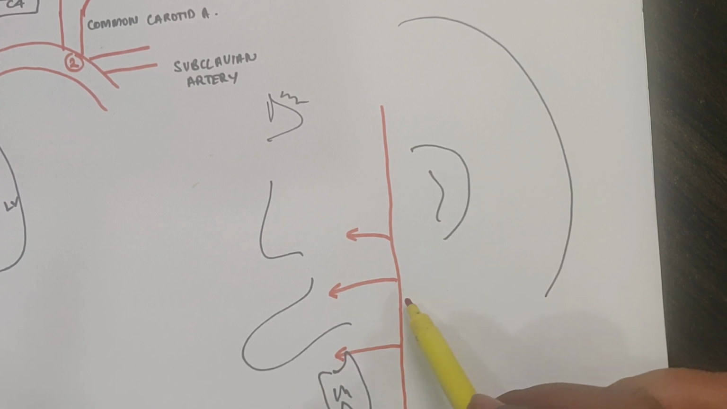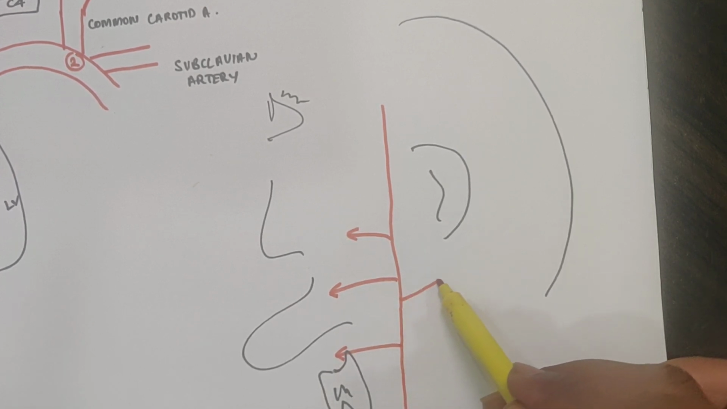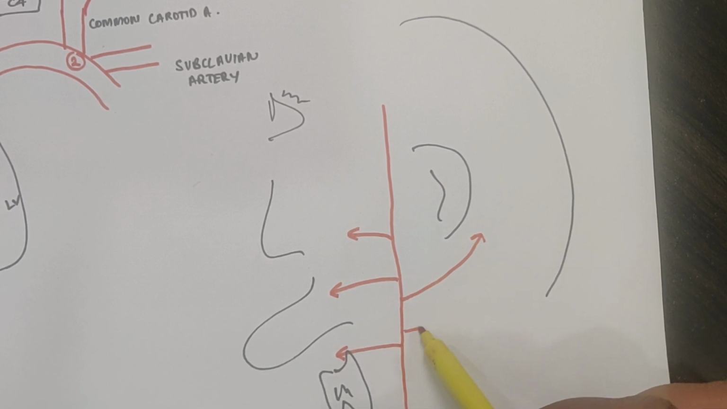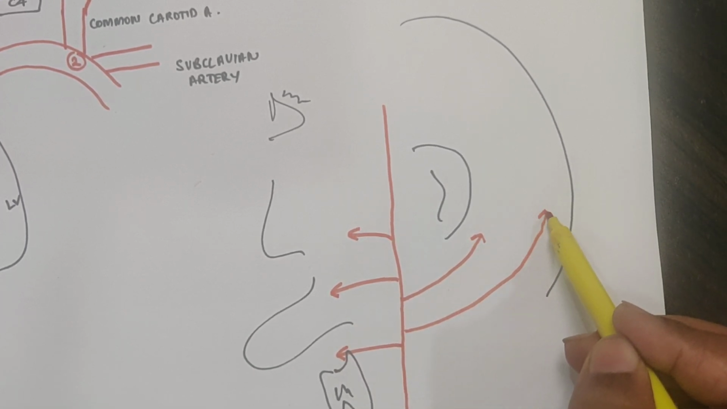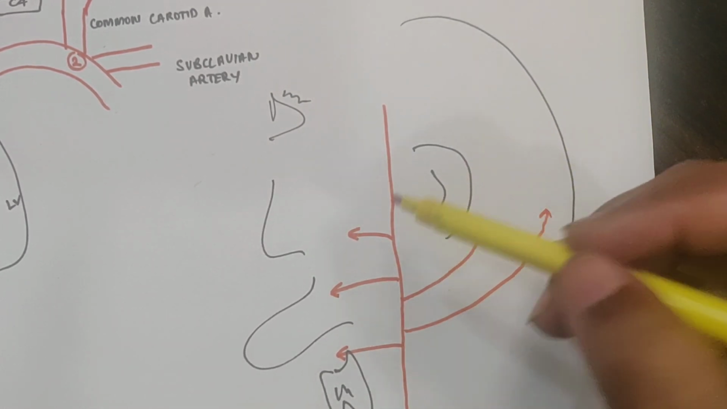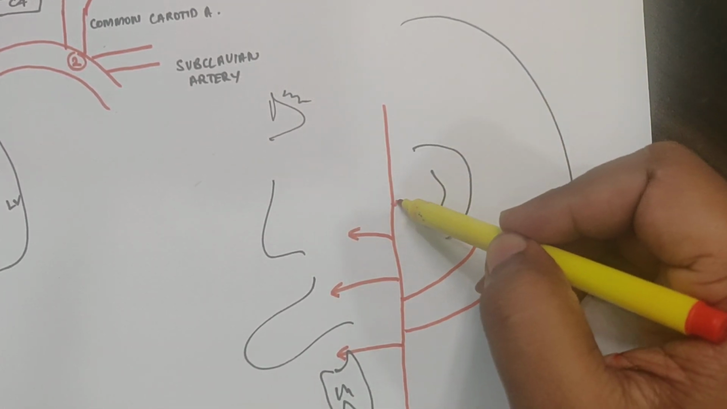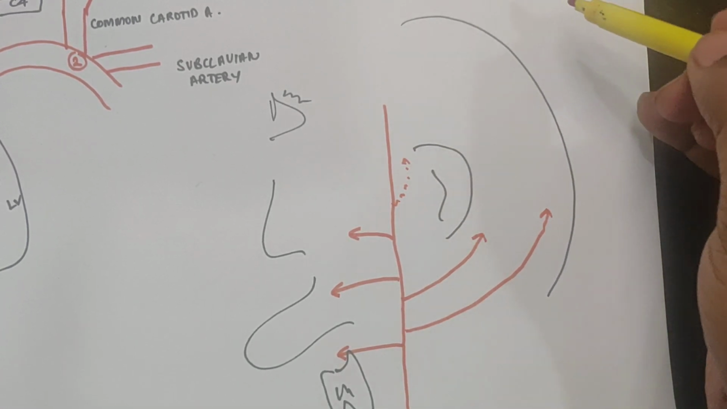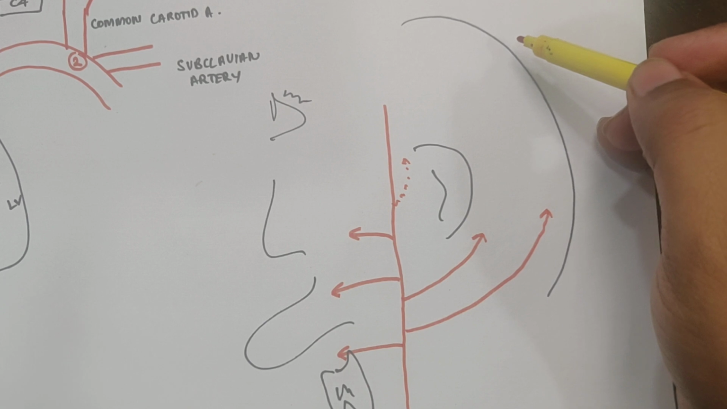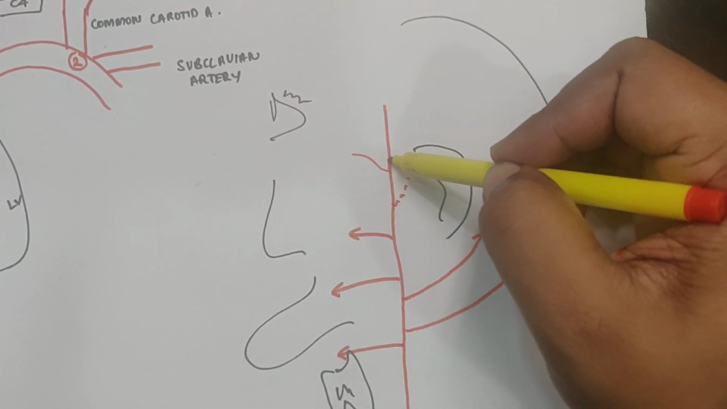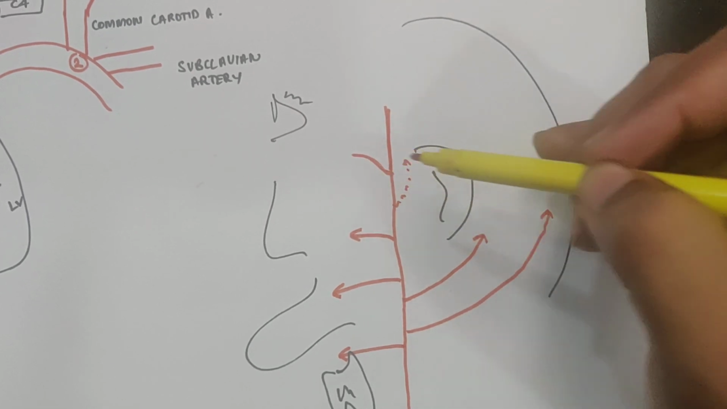Further, posteriorly, it gives off two branches: one posterior to our ear pinna, known as posterior auricular, and the other one going to the occipital area, known as occipital artery. Further, on the medial side, it gives off an ascending pharyngeal artery, and finally it terminates into its two parts, the maxillary artery and the superficial temporal artery.